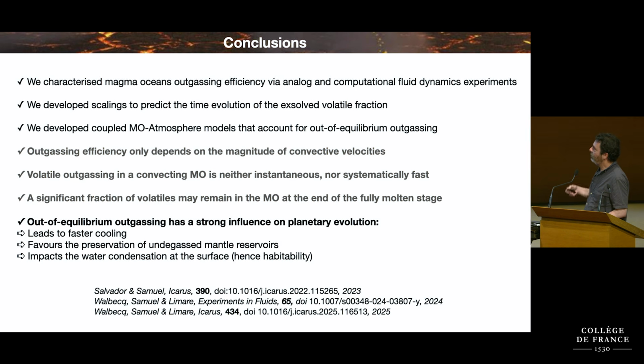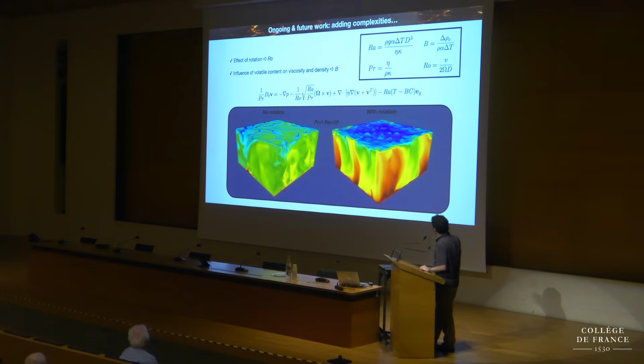So these are the conclusions. I already mentioned this point several times, so I just want to focus on the last one. So basically out-of-equilibrium outgassing has a strong influence on planetary evolution. It leads to faster cooling. It favors the preservation of undegassed reservoirs. It impacts water condensation and hence habitability. Just very quickly, what we're currently working on is adding more complexities to this scenario.